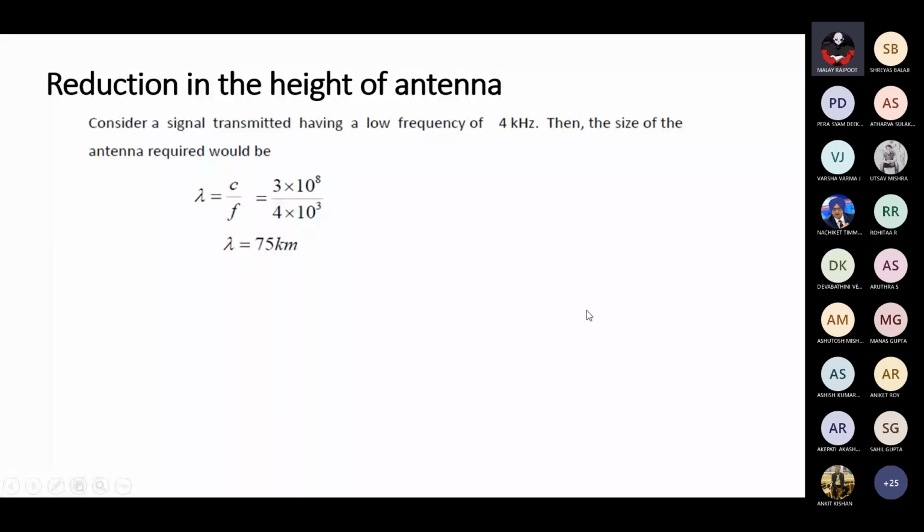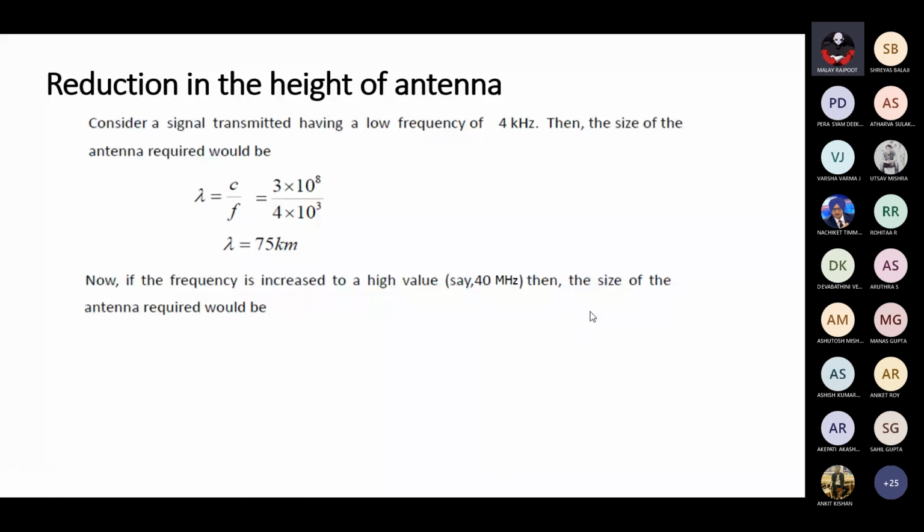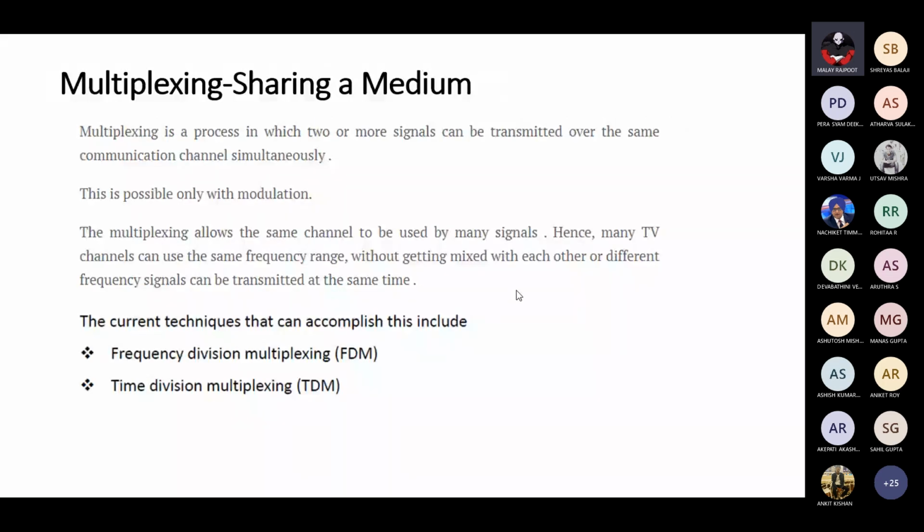Now let us use a high frequency carrier of around 40 megahertz. After modulation, our frequency will be shifted to 40 megahertz. So it is coming in the meters range, right? This is the difference: the antenna height is reduced. So this is one of the very first reasons why we modulate the signal. And then the second one is multiplexing.